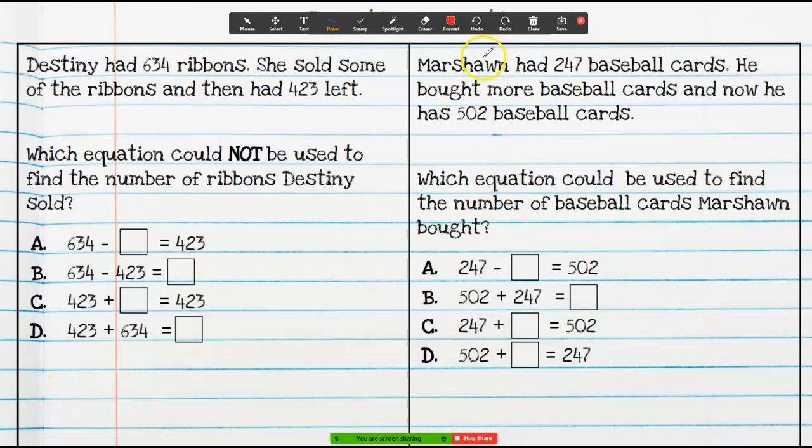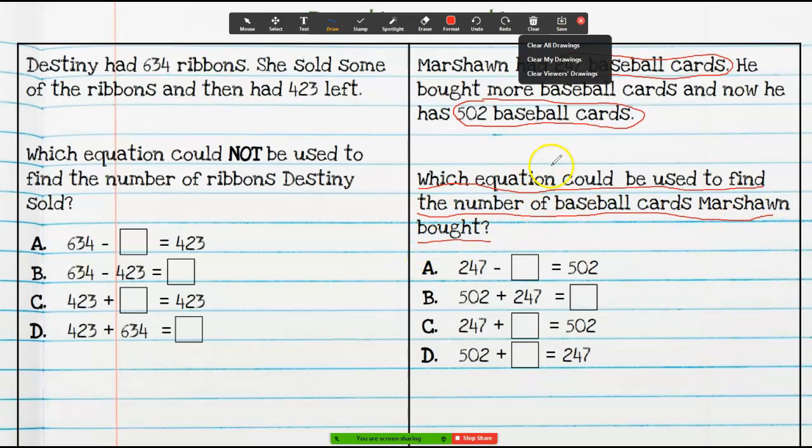All right, let's go to the next one. Marshawn had 247 baseball cards. He bought more baseball cards, and now he has 502 baseball cards. Which equation could be used to find the number of baseball cards Marshawn bought? Okay, so he had 247 and he bought more baseball cards. Now he has 502.